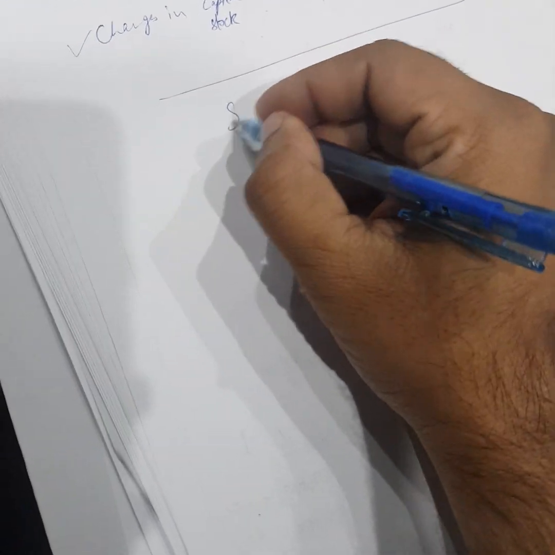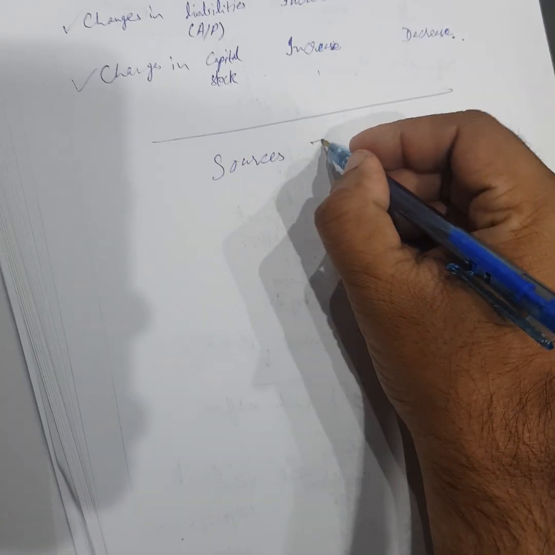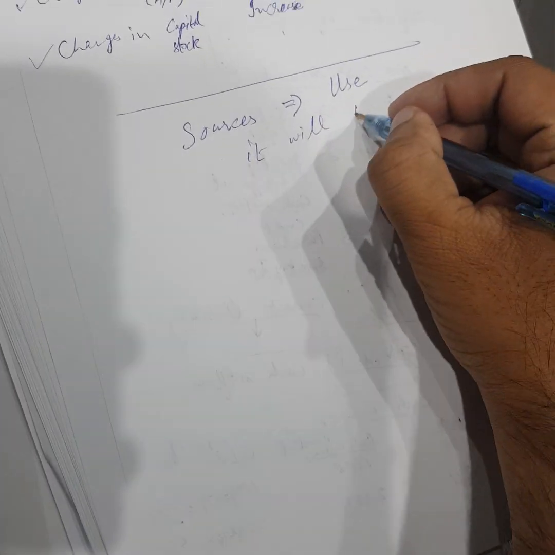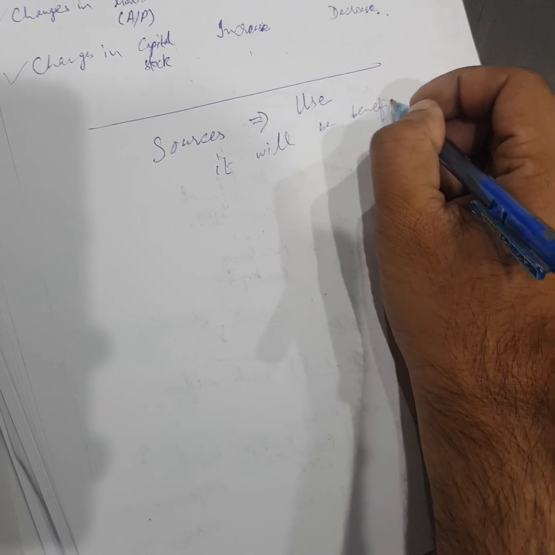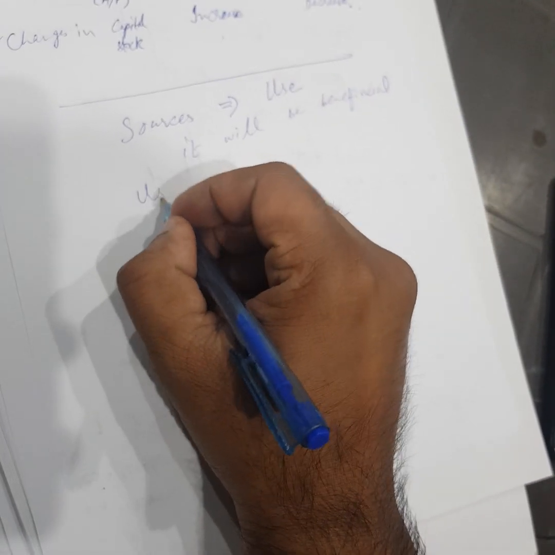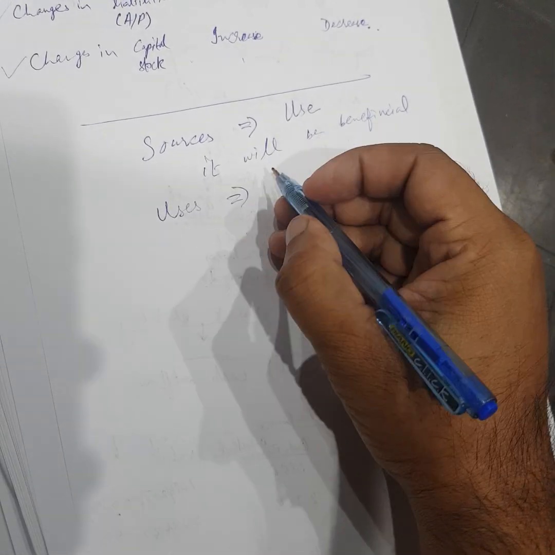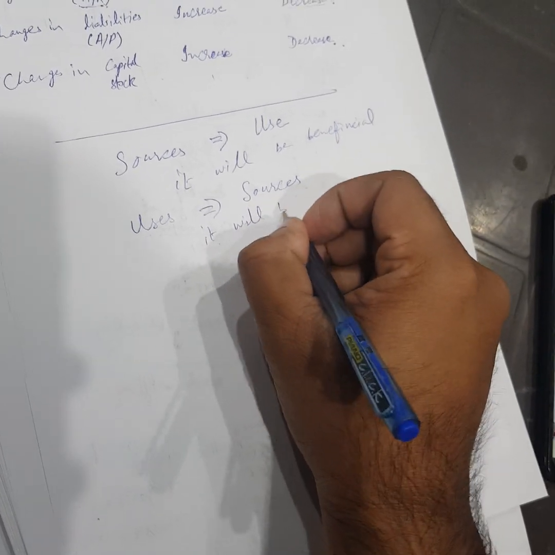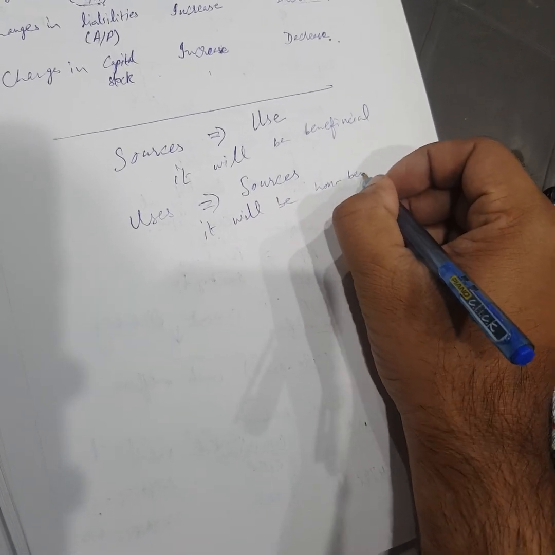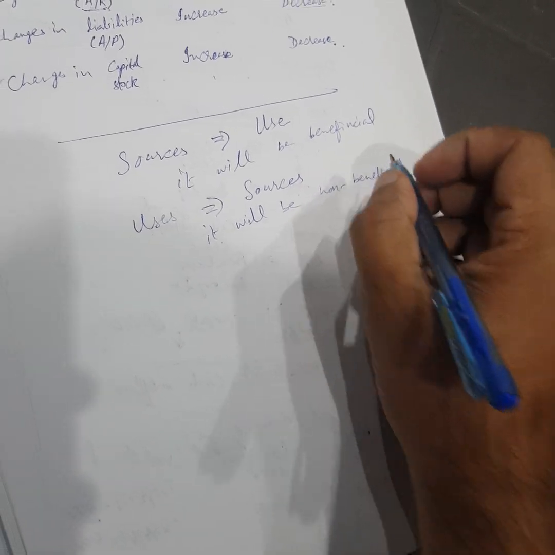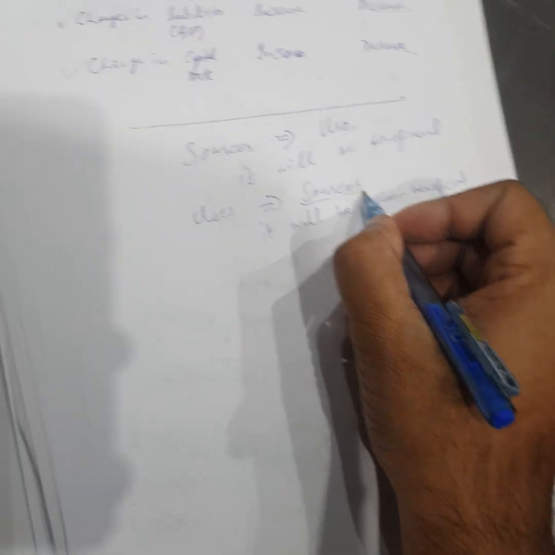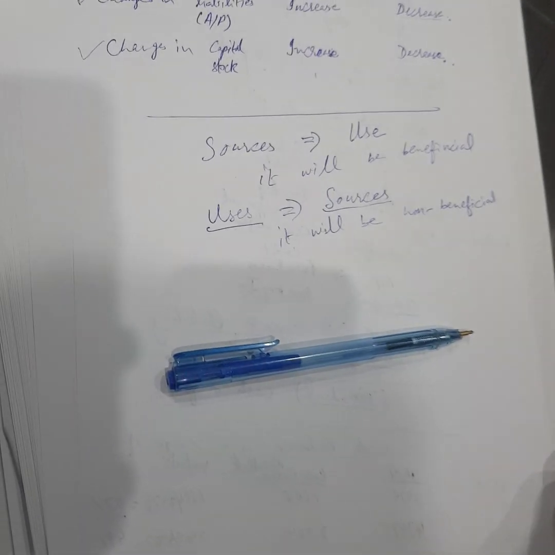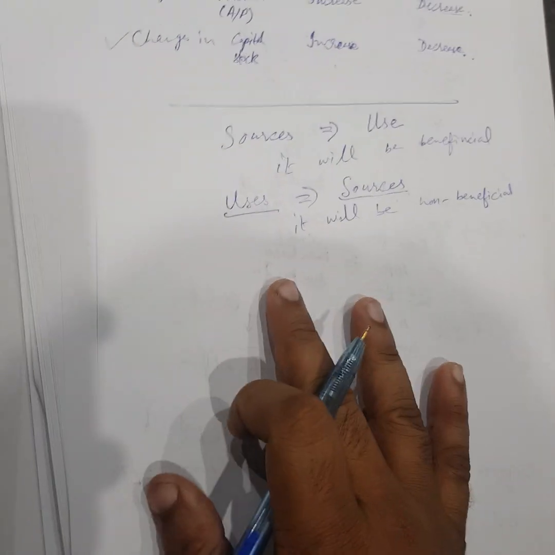Remember, whenever our sources are greater than our uses, it will be beneficial. But whenever our uses are greater than sources, it will be non-beneficial. As I told you earlier, sources are helpful for us because we are using those sources to invest, and uses are less beneficial because these are helpful for the other party.